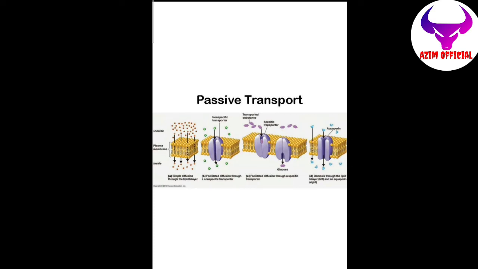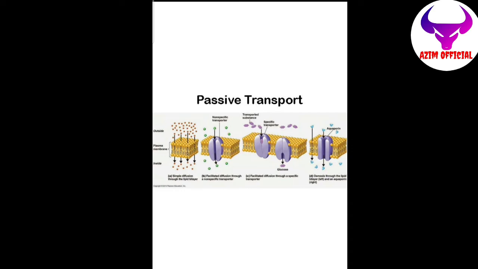Okay. So, passive transport. You can see the passive transport picture here. Simple diffusion through the lipid bilayer. This is the process of how lipid soluble substances transport themselves from outside to inside the cell. You can see in the picture in the first one, outside to inside. When you have a higher concentration outside, it easily diffuses inside the cell through the plasma membrane.